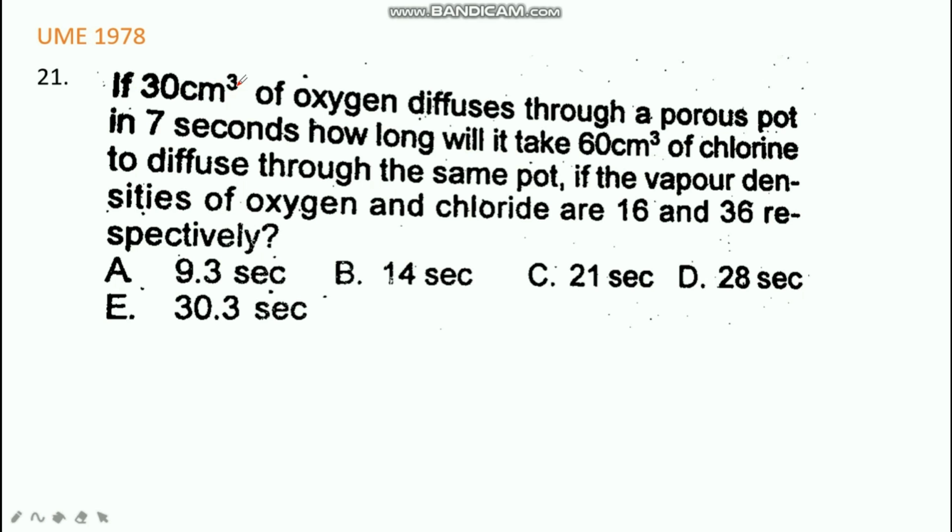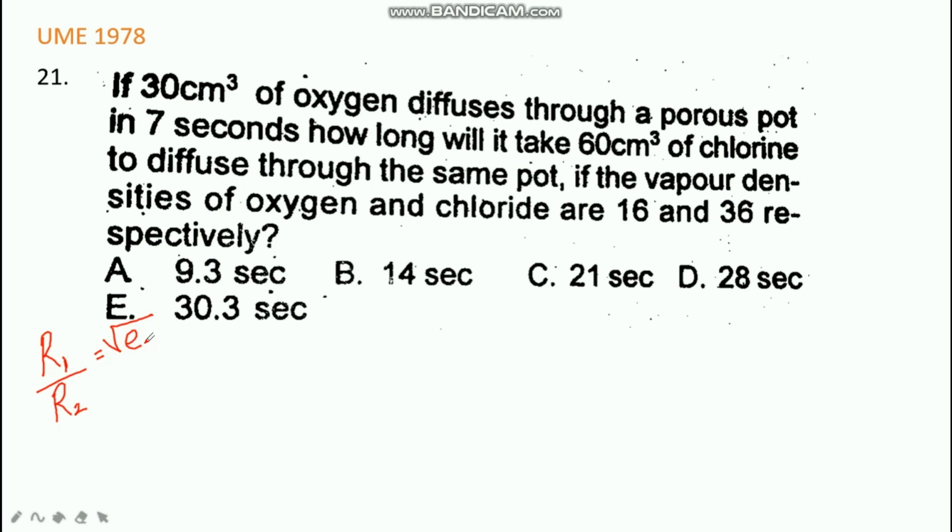We're told if 30 cubic centimeters of oxygen diffuses through a porous pot in 7 seconds, how long will it take 60 cubic centimeters of chlorine to diffuse through the same pot? If the vapor density of oxygen and chlorine are 16 and 36 respectively, I'm pretty sure this is a typo. It's meant to be chlorine. So we've got these options here. So we know from Graham's law of diffusion that the rate of the first gas divided by the rate of the second one will be inversely proportional to the square root of their densities.